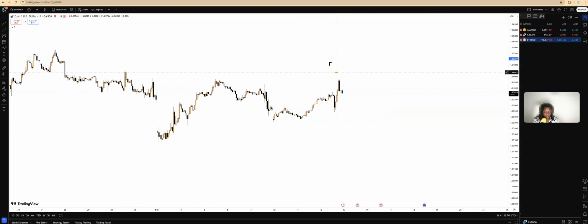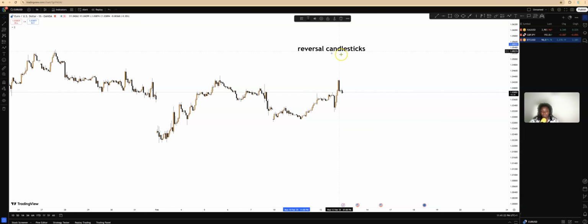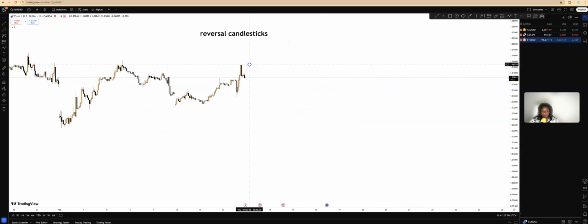So we will be talking about what we call reversal candlesticks. Now, there are a lot of candlesticks, right? Candlesticks serve some purposes. Some candlesticks serve purposes of continuation, right? Some candlesticks serve purposes of reversal. So today we're going to be talking about reversal candlesticks, right? I say this because reversal candlesticks are very easy to spot.